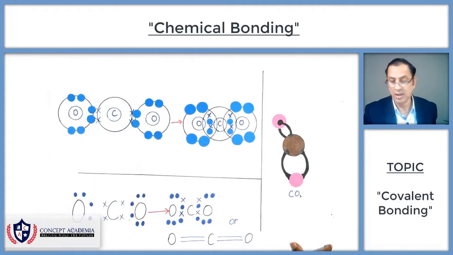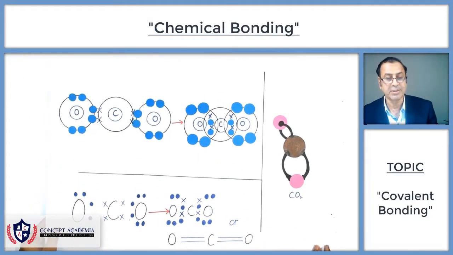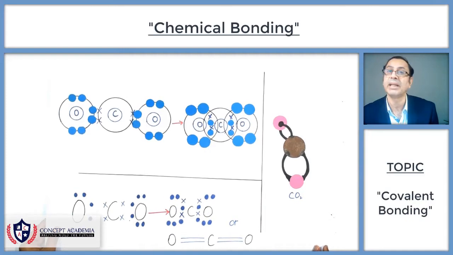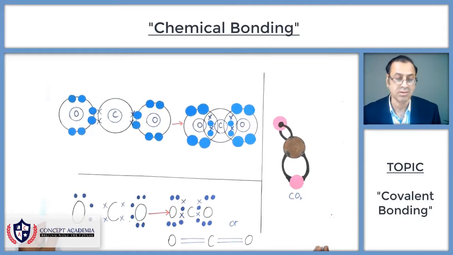So this was for carbon dioxide. Each carbon has completed its octet by making 4 bonds. Each oxygen has completed its octet to get 8 electrons and has made 2 bonds. In this way, both of them have got a stable electronic configuration like noble gases and have got stability.